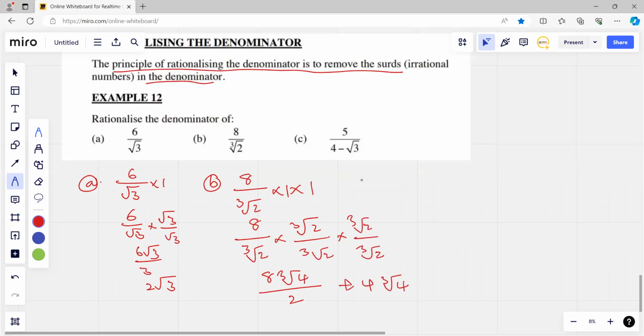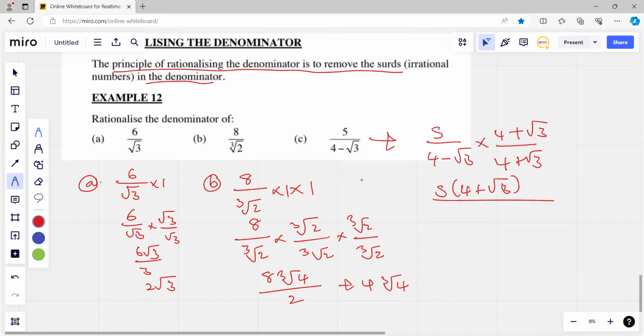Then here, this one, we're just going to say 5 over 4 minus root of 3 multiplied by 4 plus root of 3, because we want to remove the surd in the denominator. Then after we multiply everything, we're going to have 5 times 4 plus root of 3 divided by 4 minus root of 3 times 4 plus root of 3.